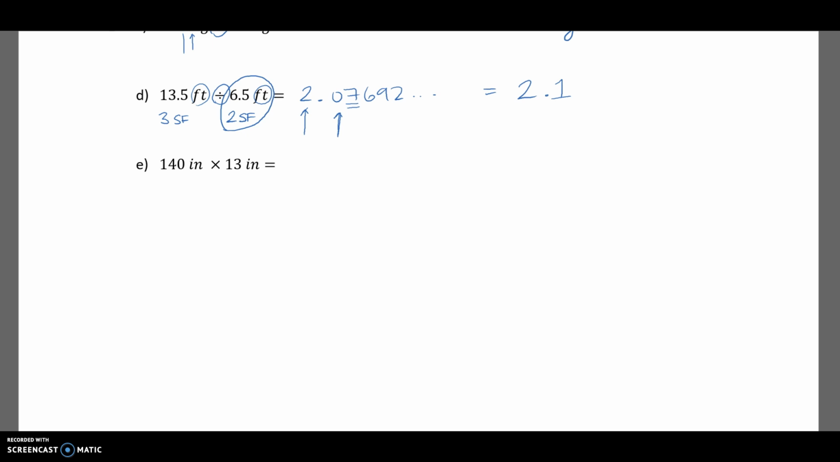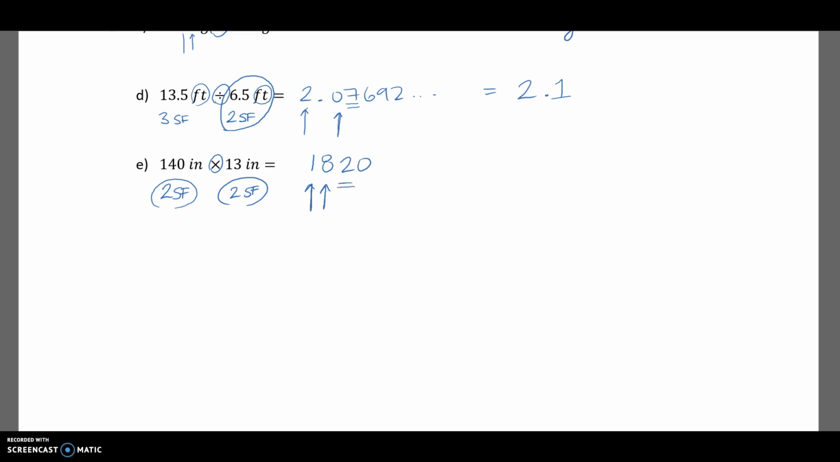In the next example, 140 inches times 13 inches. When you do the calculation, you get 1820. Because we're multiplying, we'll round our final answer based on significant figures. This first number, 140, because there's no decimal written, is only 2 significant figures. Remember that trailing 0 is not significant. In 13 inches, there are also 2 significant figures. So I need to round my final answer so that it also has 2 significant figures. This first digit is significant. The second digit is also significant. So this is where I'm going to round.